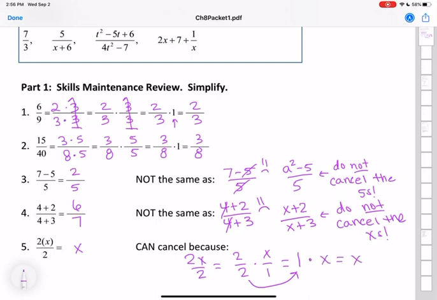Another way to think of this: if terms are separated by addition or subtraction, don't cancel. If it is multiplication, then you can. If you're removing a factor, it has to be things that are multiplying; then you can remove a factor of 1. All right, let's go ahead and turn the page.